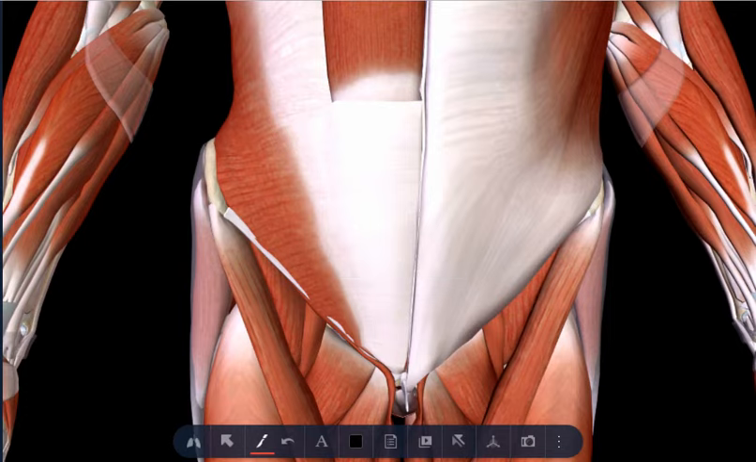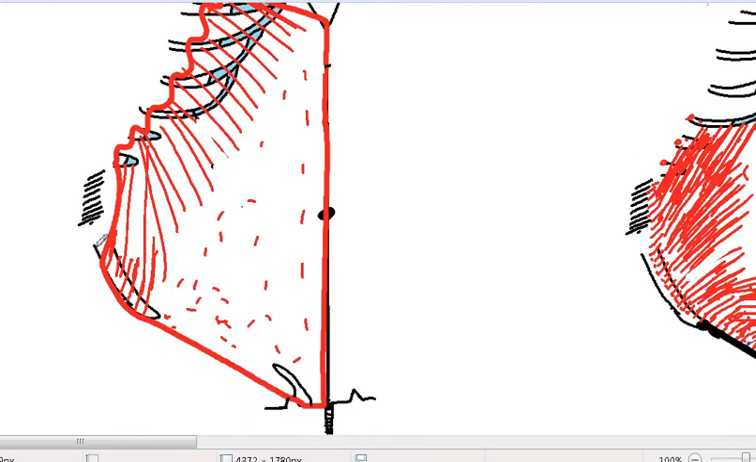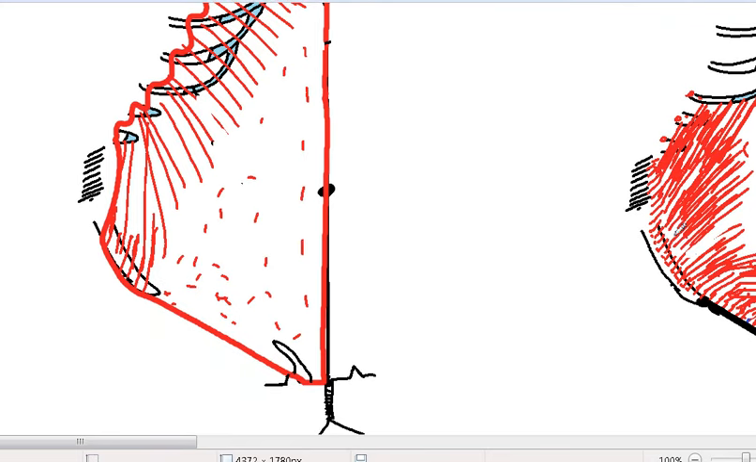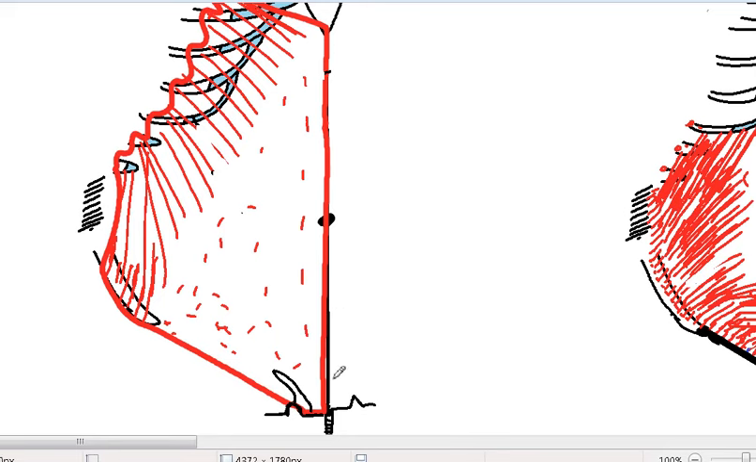I will show you this in a simple diagram here. We have in this simple diagram the muscles. This is the iliac crest here. Symphysis pubis, pubic crest and tubercle, sternum here, and the xiphoid process. Between the xiphoid process and symphysis pubis, this is called the linea alba. Linea alba means white line. Alba means white, linea means line. Okay.